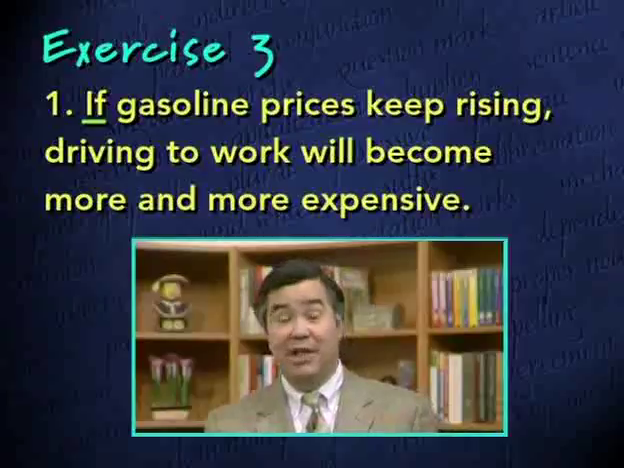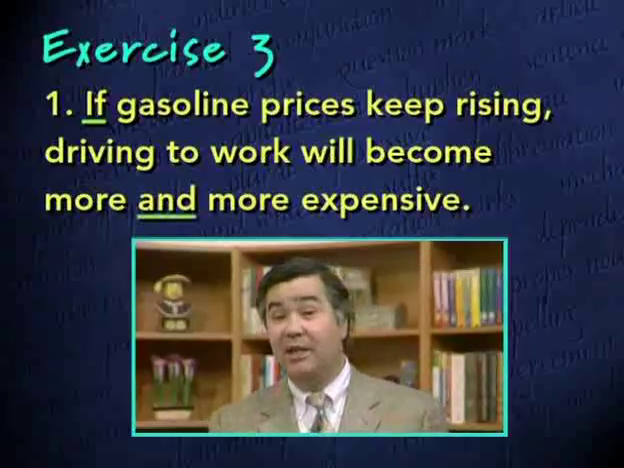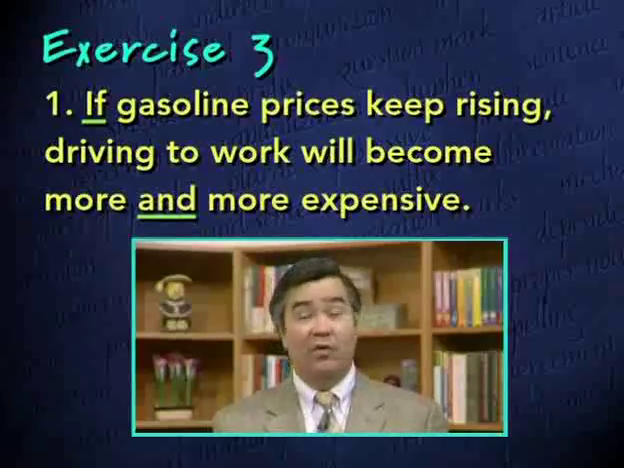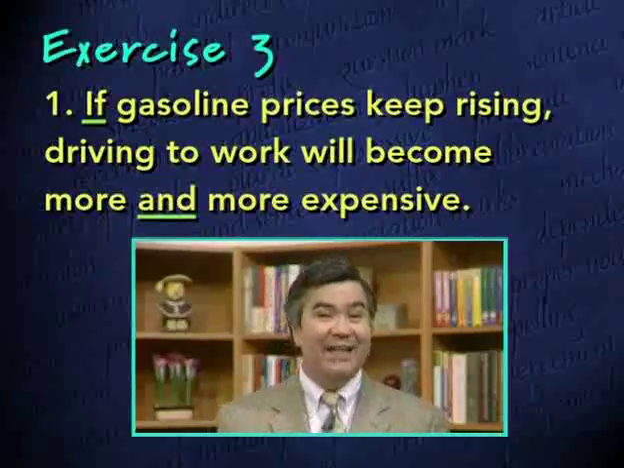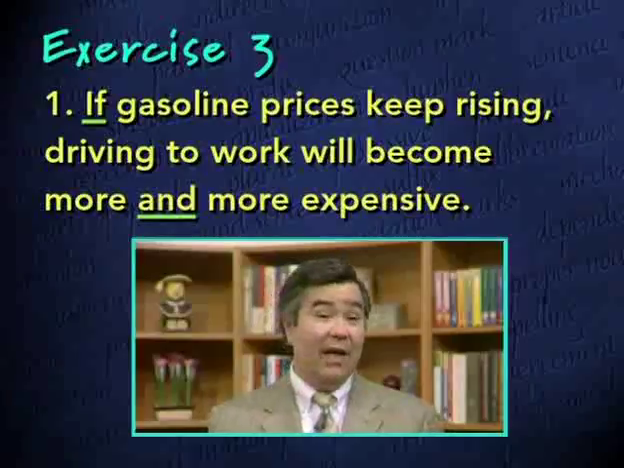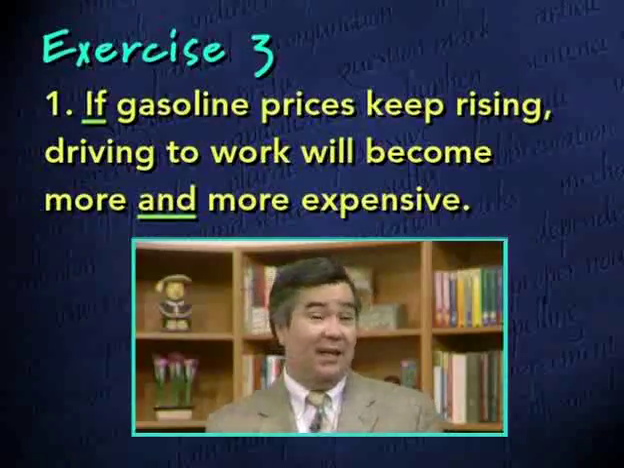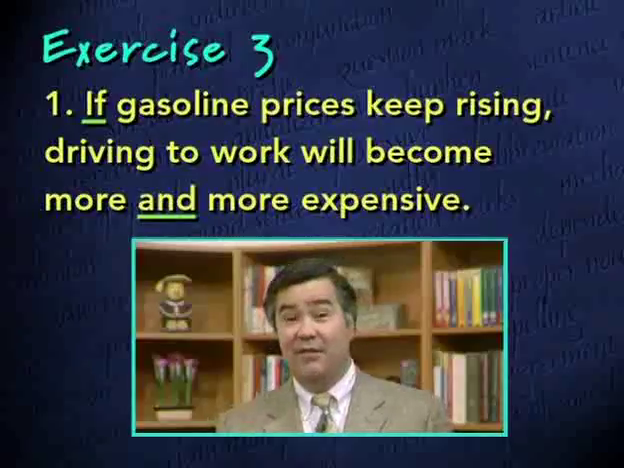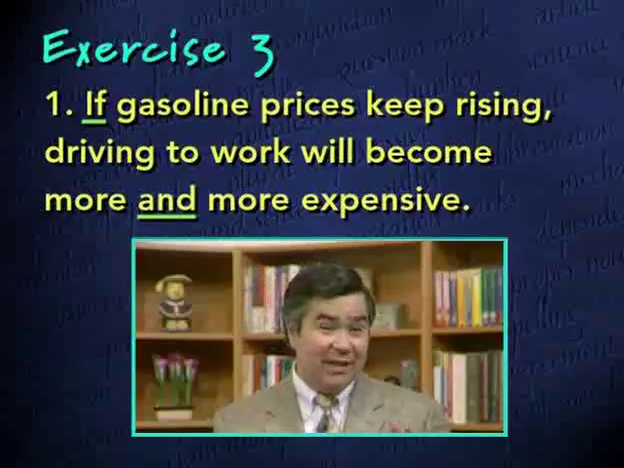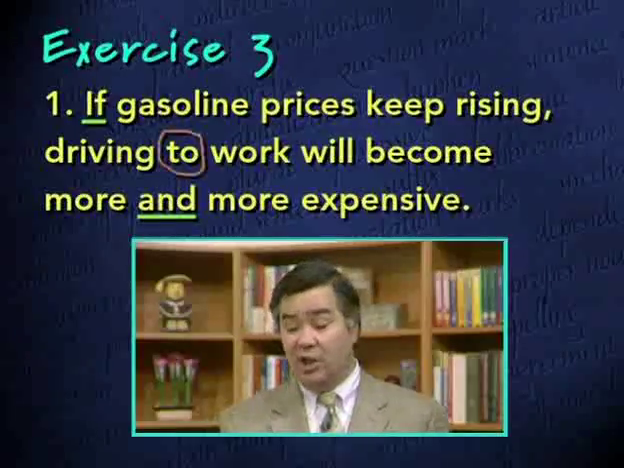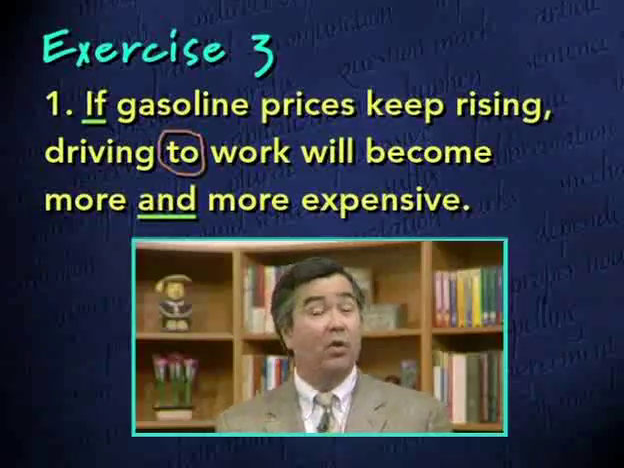The other conjunction is and. Remember that there are 7 coordinating conjunctions which connect words or phrases or clauses that are more or less equal in importance. Here, and is connecting the words more and more expensive. And is the most common of the 7 coordinating conjunctions. So that's the second conjunction that appears in this sentence. There's one preposition, to, driving to work.